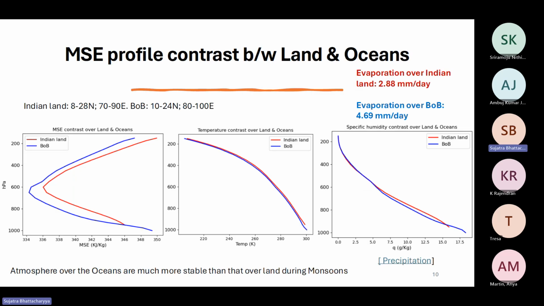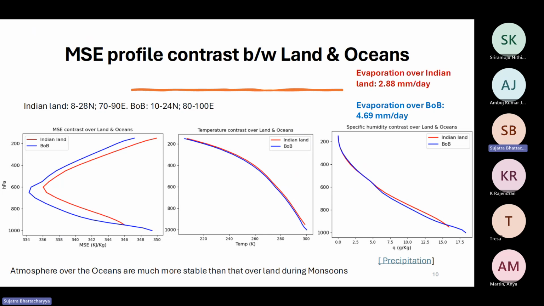Now, let's see the contrast between the land and oceans, the MSE profiles, particularly over Indian land, only the land regions, 8 to 28 north, 70 to 90 east, is the entire Indian region. And for the Bay of Bengal, I have intentionally chosen somewhat northern latitudes, 10 to 24 north and 80 to 100 east, only the oceanic region, because we get most of the precipitation over the Bay of Bengal, particularly in the northern parts of the Bay of Bengal. That's why I have chosen this.